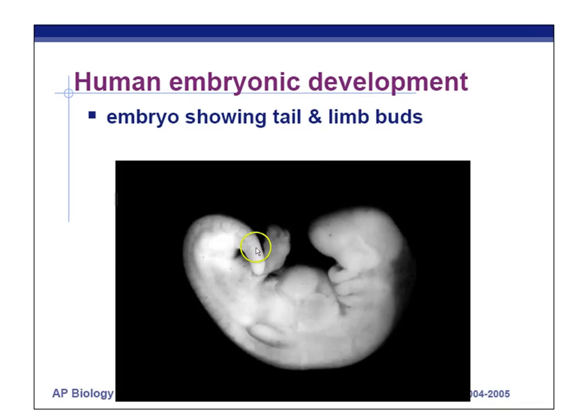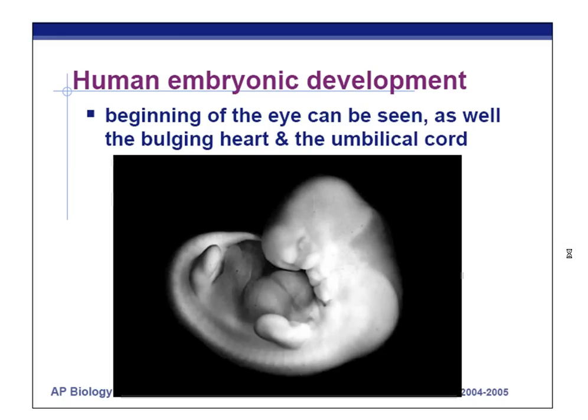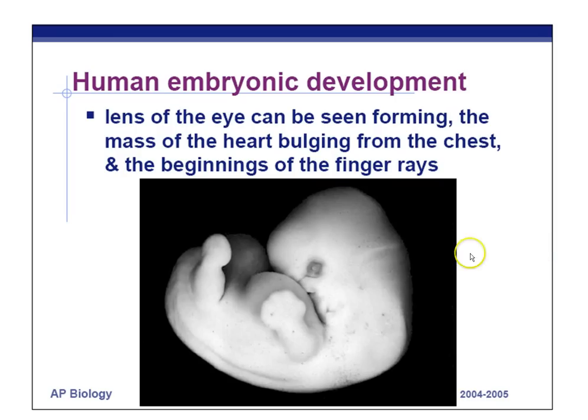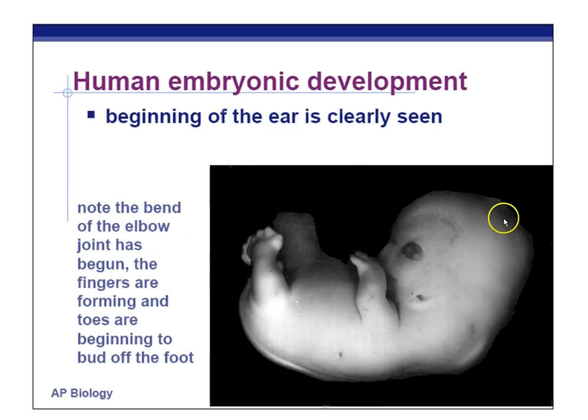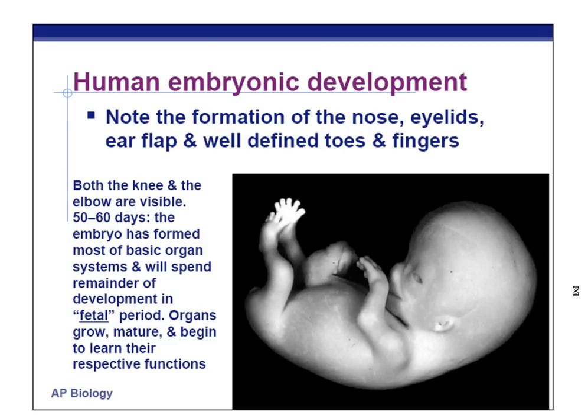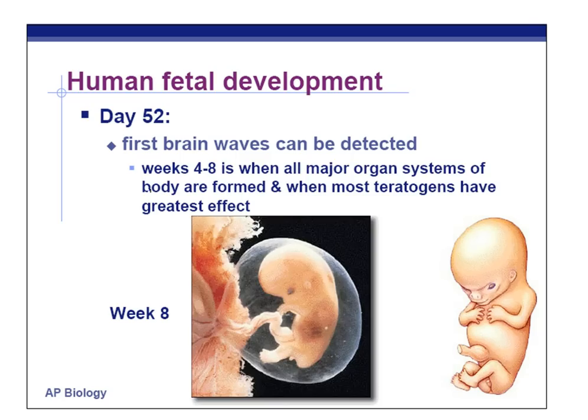Ooh, little souvenir from our ancestors' tail. Start to see the development of fingers. Still not much to look at. Starting to see the ear down here. So at about day 52, a little less than 2 months in, we can start detecting brain waves.